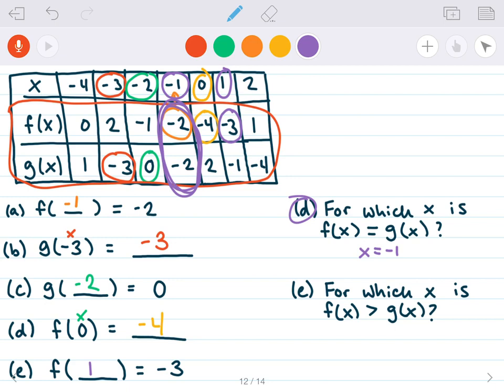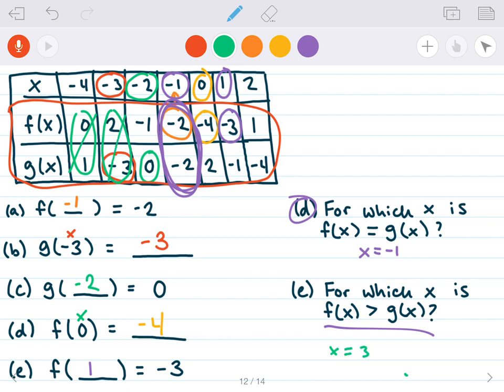Okay, for which x is f of x bigger than g of x? So where is f of x bigger than g of x? We just go column by column. Let's start with this column. Is it true that f of x is bigger than g of x? No. So we move on. Okay, let's go to the next column. Is it true that f of x is bigger than g of x? Yes. 2 is bigger than -3, and so our corresponding x value above is x equals -3. All right, we're done with that one.